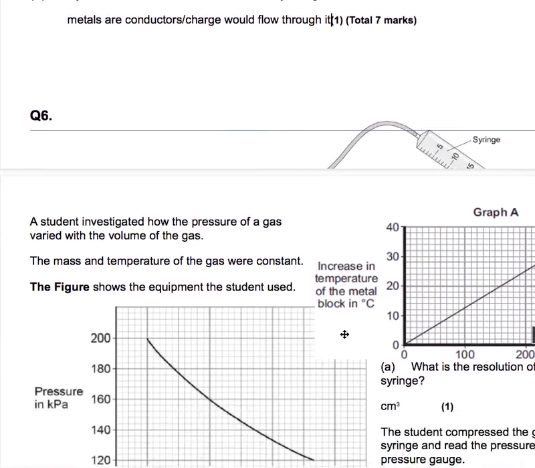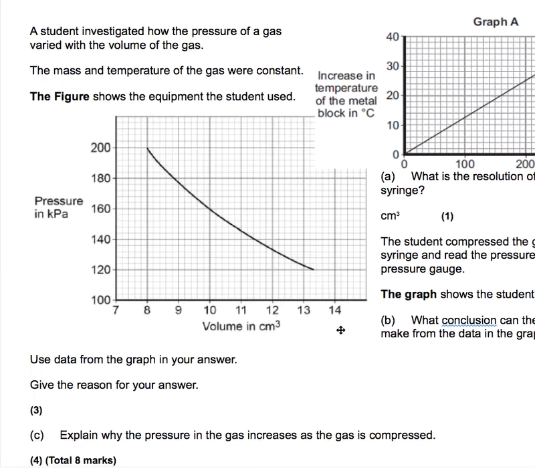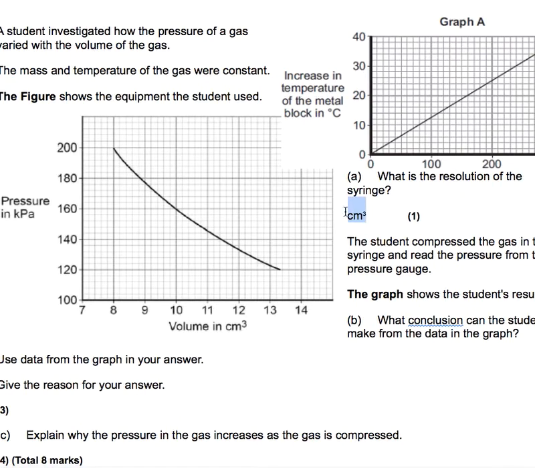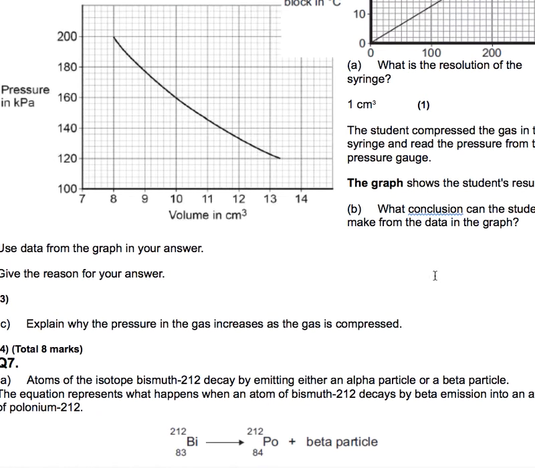The student investigated how the pressure of the gas varied. What's the resolution of the syringe? Well, you can see on your own copy. The resolution is the smallest scale division that you can read, and so the answer is 1 centimetre cubed. You might reasonably argue you can read to half a scale division, but 1 centimetre cubed is a safe answer there. The student compressed the gas.